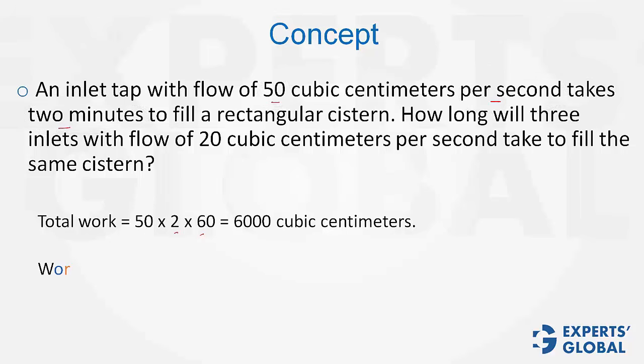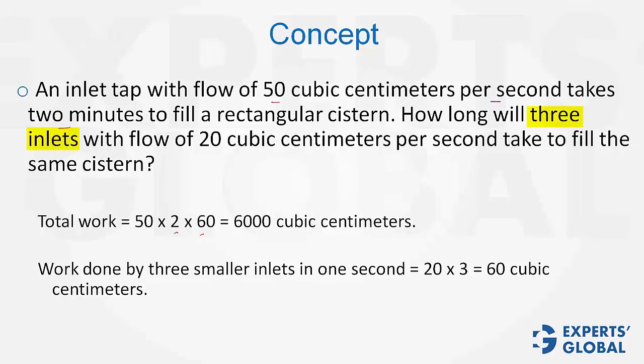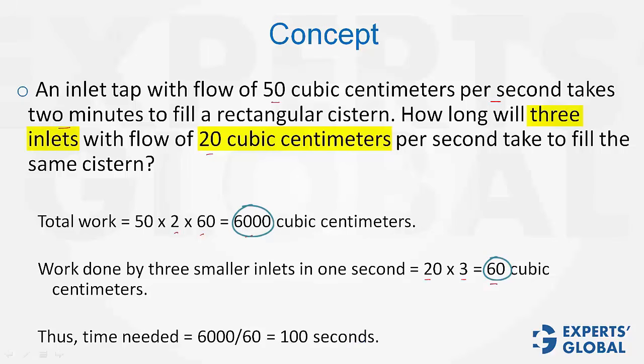Now the case 2 is that there are 3 smaller inlets with flow 20 cubic centimeters per second each. So effectively, 3 of 20 add up to 60 cubic centimeters per second. Therefore, amount of time needed would be 6,000 divided by 60. That would be 100 seconds.